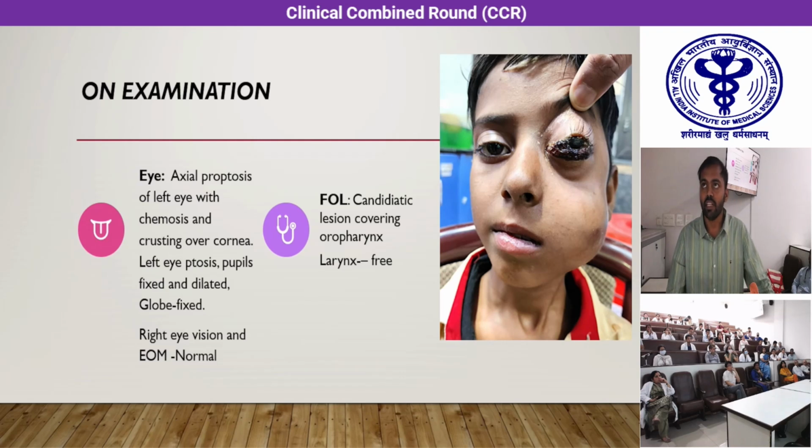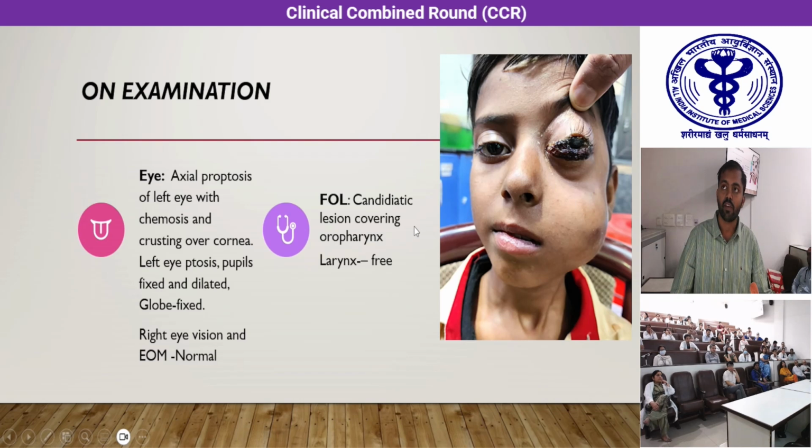On further eye evaluation, axial proptosis was noted with chemosis and extensive crusting over the left cornea. Left eye ptosis was noted. Pupils were fixed and dilated and the globe was fixed as well. Right eye vision as well as extraocular movements were within normal limits. Fiber optic laryngoscopy was done, which revealed candidiatic lesions extending over the oropharynx as well, base of tongue and vallecula, though the larynx was free.